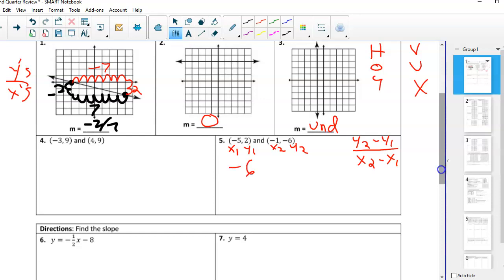So -6 minus 2 over -1 minus -5. Remember that you're always subtracting. So if you're subtracting and you have a negative, those come together to make a plus. -6 minus 2 is -8. And then -1 minus -5 is +4. Can this be simplified? Yes. To what? -2. So if it can be simplified, simplify it.